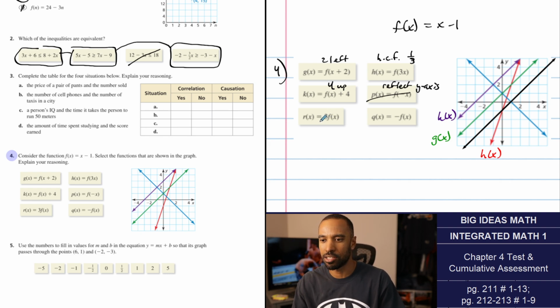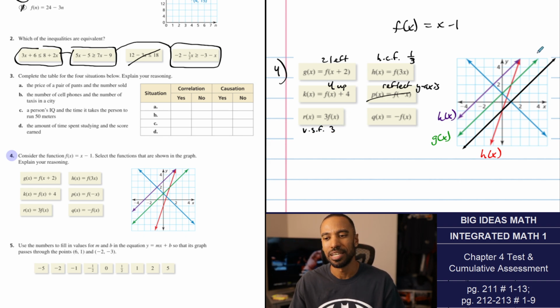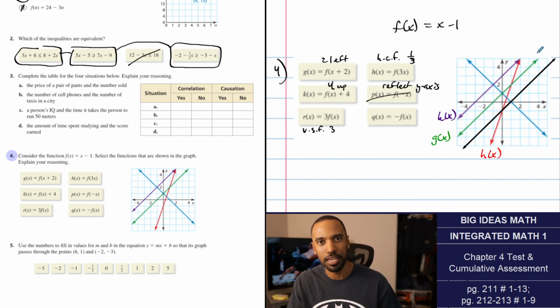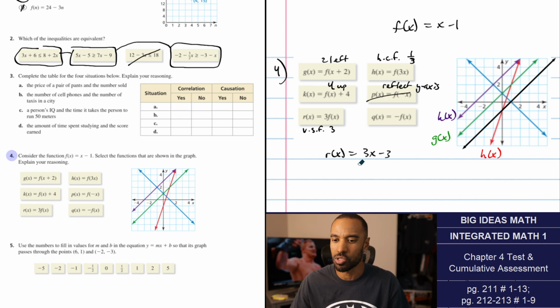R of x is 3 times f of x. This would be a vertical stretch by a factor of 3. Now, you could argue that it's got a slope of 3, so it's going to be the same as this. Yeah, but everything else would be 3 times bigger. Then this would be an equation that's r of x equals 3x minus 3. And I don't see a y-intercept of -3 down there. So that one doesn't really work either. I'm going to say that's not on here.